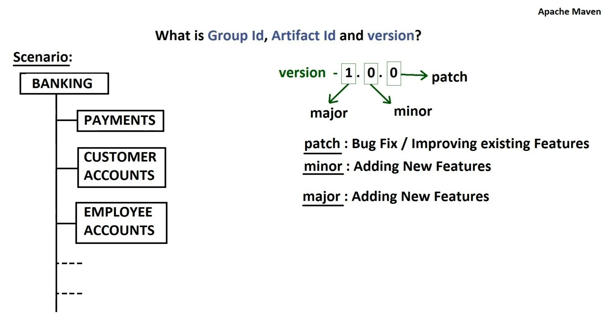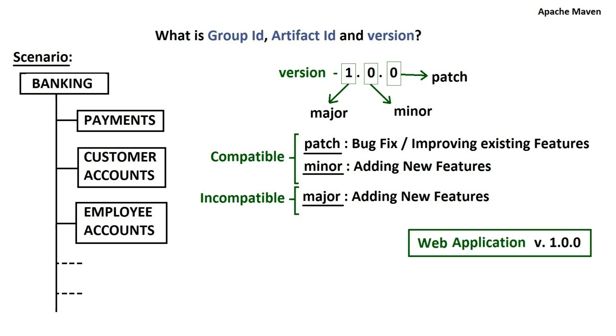As I said, major and minor values are incremented when new features are added. You may have a question: how can we differentiate? Patch and minor are incremented during compatible changes, whereas major is incremented during incompatible changes. Let's see what is compatible and incompatible in detail.